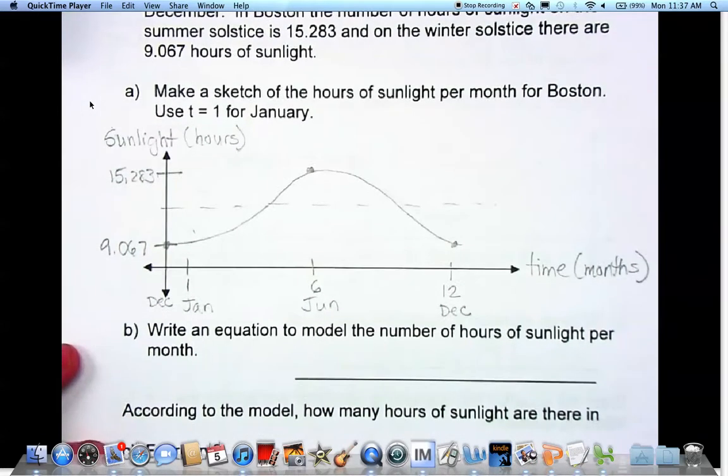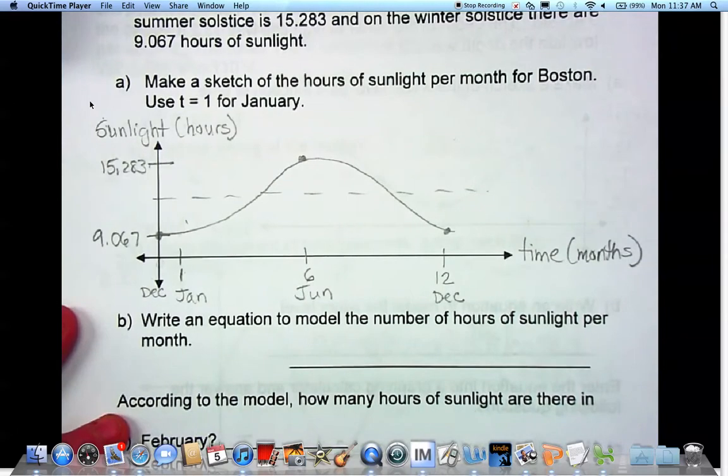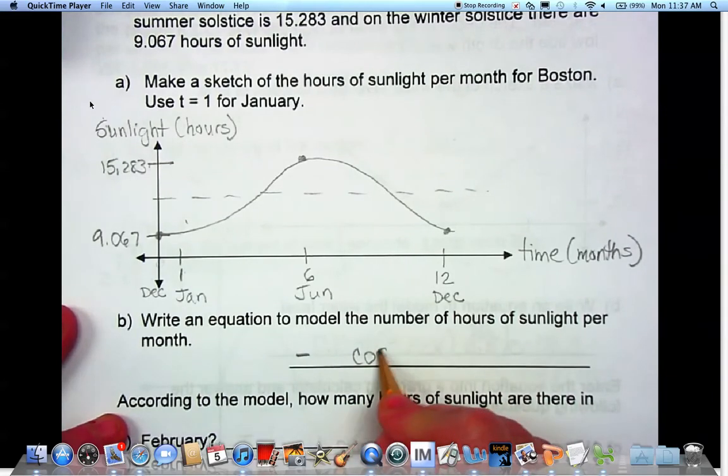Okay, write an equation. I thought it had to be sine. Yeah, so it's sinusoidal. Sinusoidal is either cosine or sine.